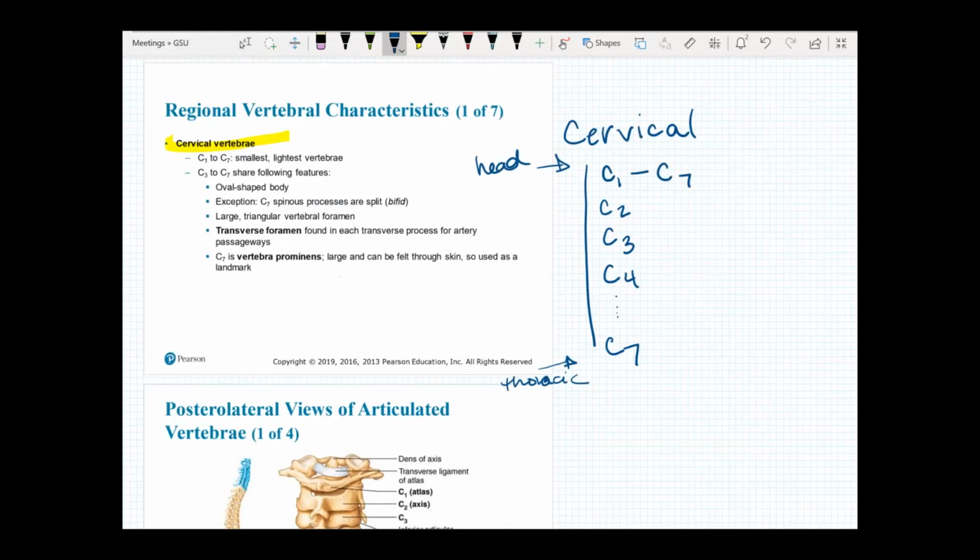So C1 to C7, these are the smallest and the lightest vertebrae. C3 through 7 all are the same structures.